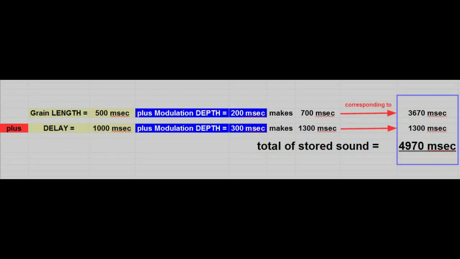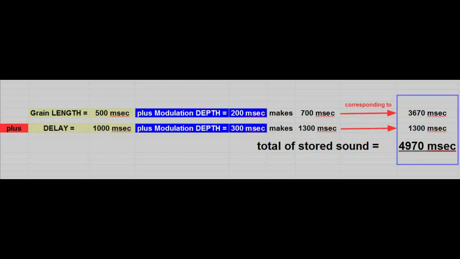With a grain length of 500 milliseconds and a modulation depth of 200 milliseconds, modulation mode sine wave, and a delay of 1000 milliseconds and a modulation depth of 300 milliseconds, the amount of sound saved from the buffer will approximately be: grain length 500 milliseconds plus modulation 200 milliseconds results in 700 milliseconds, corresponding to 3670 milliseconds of stored sound, plus delay 1000 milliseconds plus modulation 300 milliseconds results in 1300 milliseconds, corresponding to 1300 milliseconds of stored sound.